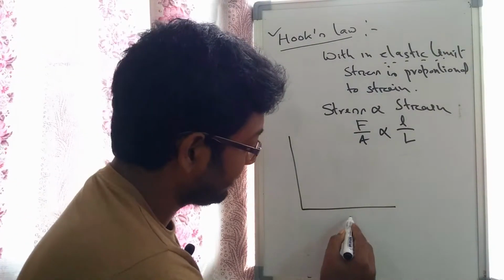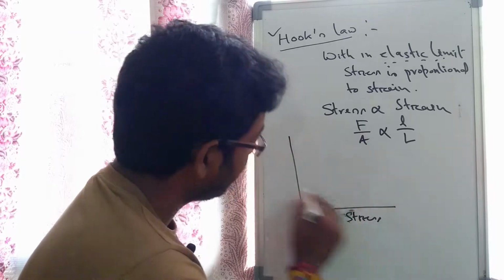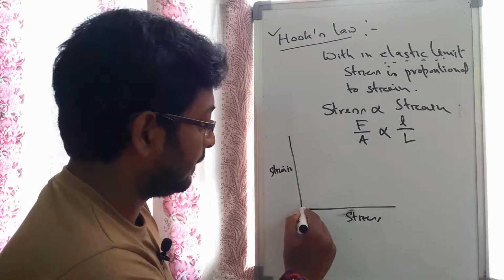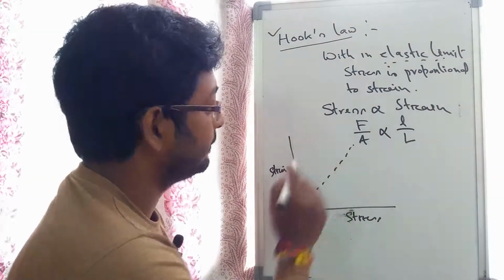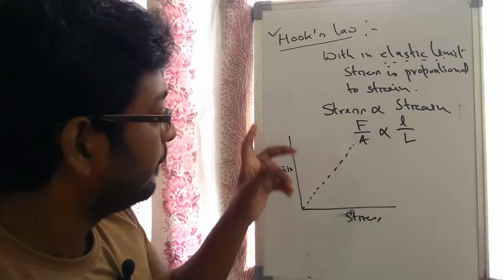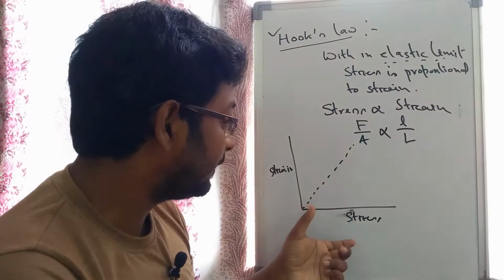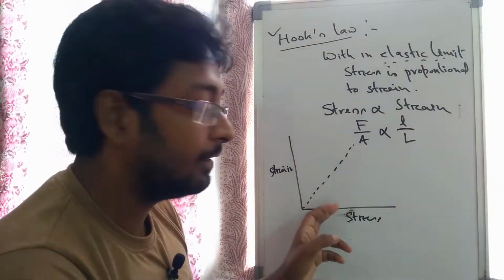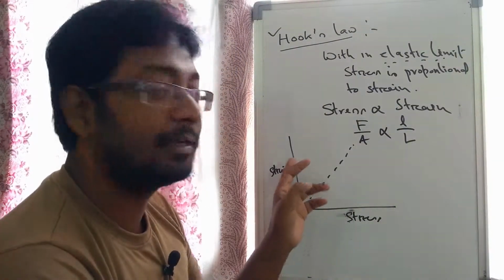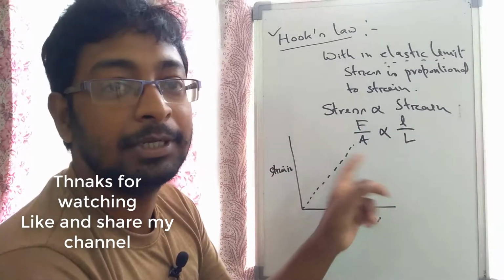Suppose this is my stress and this is my strain. So it is directly proportional. So I can get the graph like this. It is a straight line. So Hooke's law says that within elastic limit our stress is directly proportional to the strain. It means if I increase the stress, my strain is automatically increased with that respect. It means it is directly proportional to the strain.